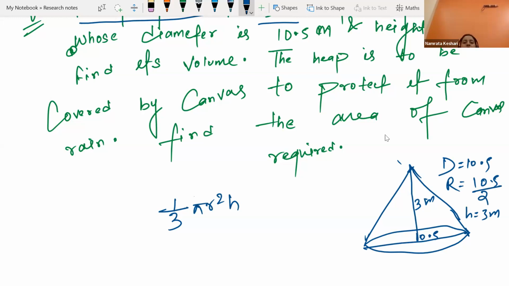Now the next part says, this is the first part. The heap is to be covered by canvas. We are using a cloth, a canvas, to cover this heap to protect it from rain. Find the area of the canvas. So when we are talking about area of the cone, is it the total surface area or just the curved surface area?